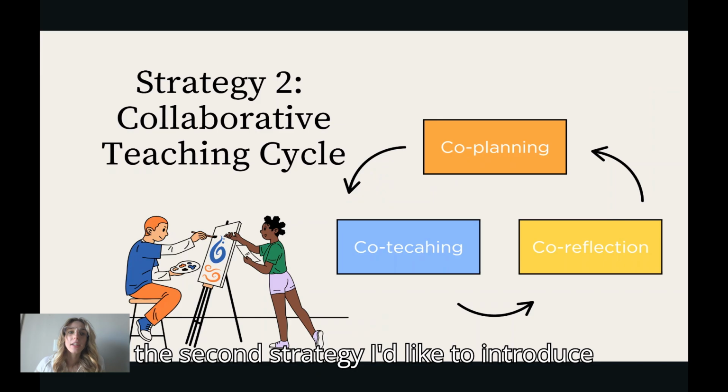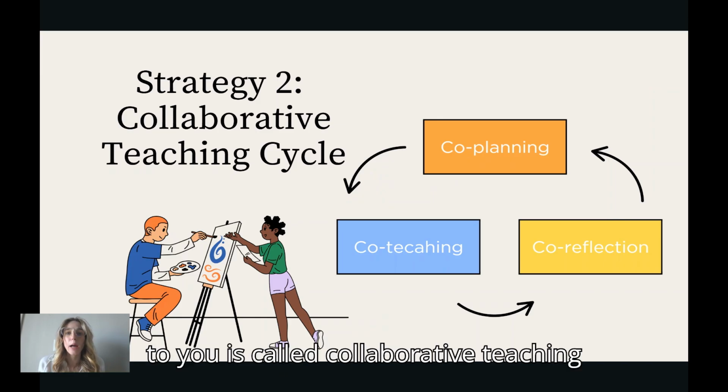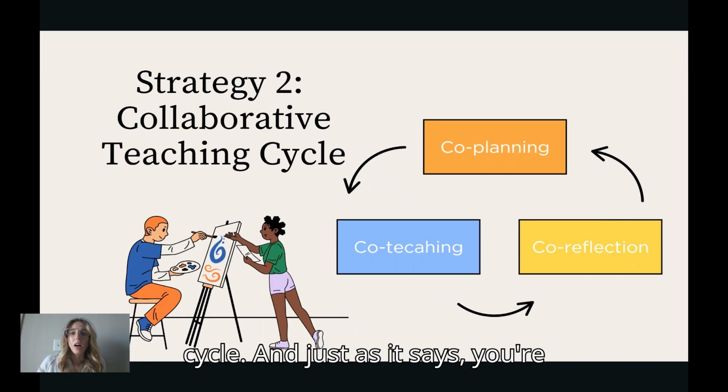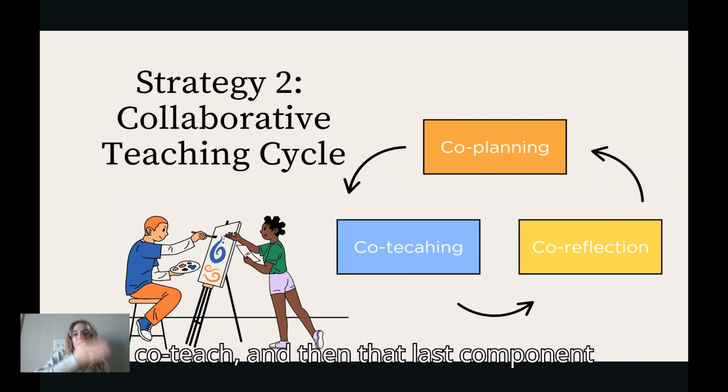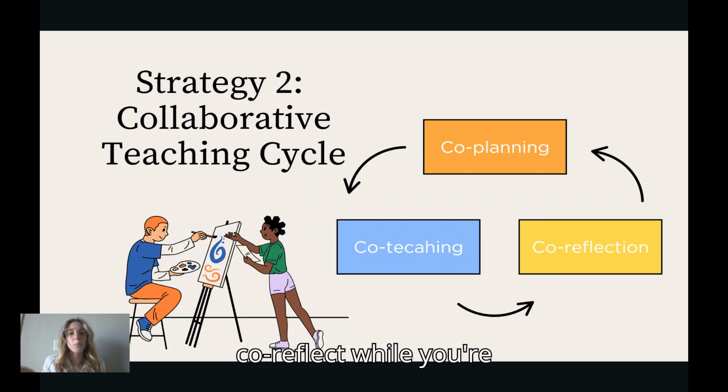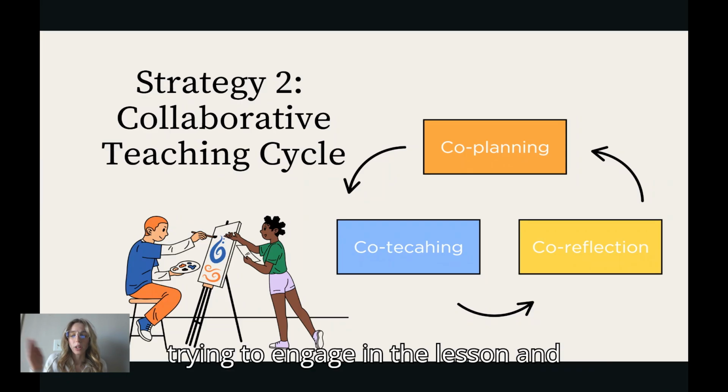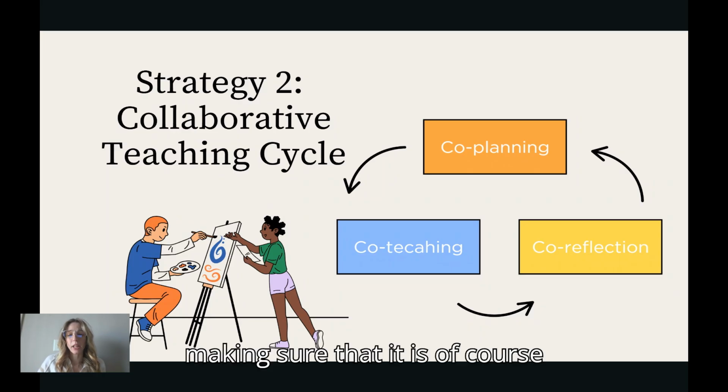So, the second strategy I'd like to introduce to you is called collaborative teaching cycle. And just as it says, you're going to continuously co-plan, co-teach, and then that last component, co-reflect, while you're trying to engage in the lesson and making sure that it is, of course, engaging and fun for not just the students, but you as well.